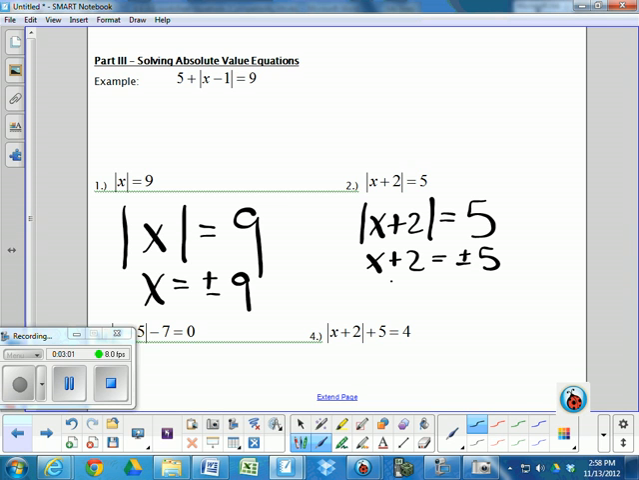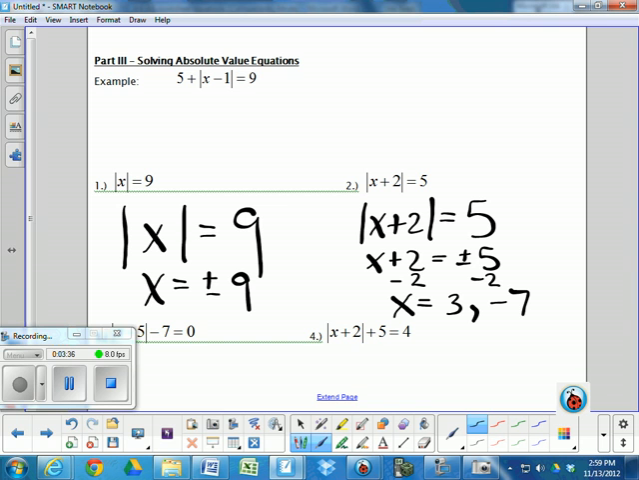What would you do to get x by itself? The students say subtract 2. And after subtracting 2, you have to do it twice. Because you have to do positive 5 minus 2, which is what? Positive 5 minus 2 is 3. And then you have to go back and do negative 5 minus 2, which is the other answer, negative 7.